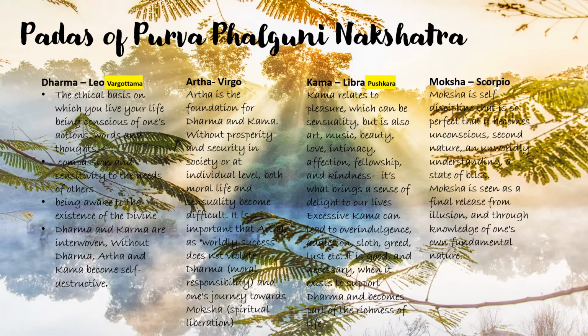And this slide just takes us back to the history and to the initiation of the padas of the nakshatras in my videos, where the first to the fourth pada always starts with the dharma, the artha, kama, and moksha. And in Purva Phalguni, the navamsha for the dharma starts with Leo and automatically ends with Scorpio. And the first pada is Vargotama, and the third pada is Pushkara. So there are some added blessings here in the padas of Purva Phalguni for those of us who are fortunate to be born in those padas for the Purva Phalguni Nakshatra.